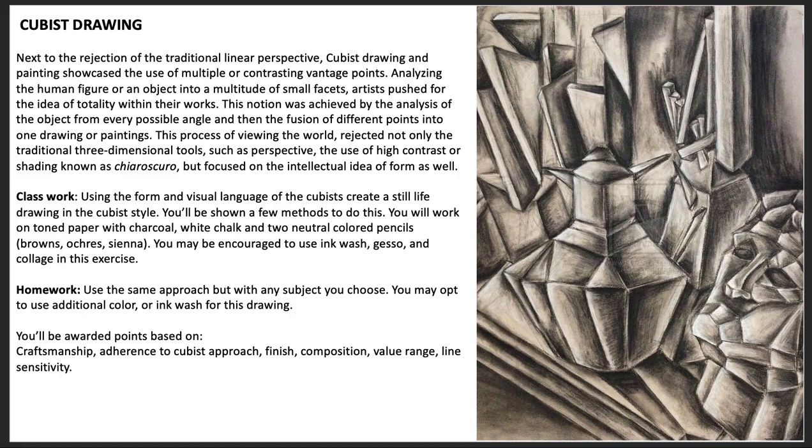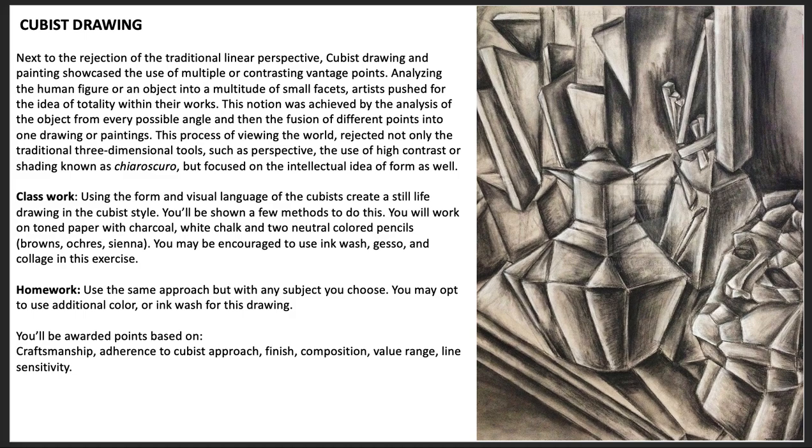Analyzing the human figure or an object into a multitude of small facets, artists would push for the idea of totality within their works. This notion was achieved by the analysis of an object from every possible angle and then the fusion of the different points into one drawing or painting. This process of viewing the world rejected not only the traditional three-dimensional tools such as perspective, the use of high contrast or shading known as chiaroscuro, but focused on the intellectual idea of form as well.